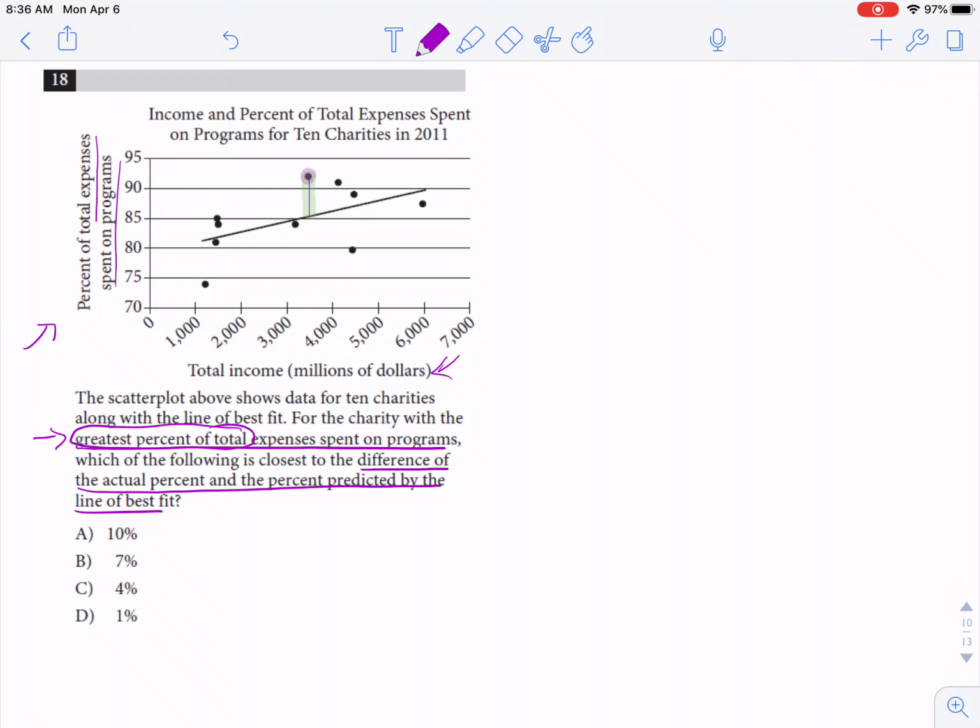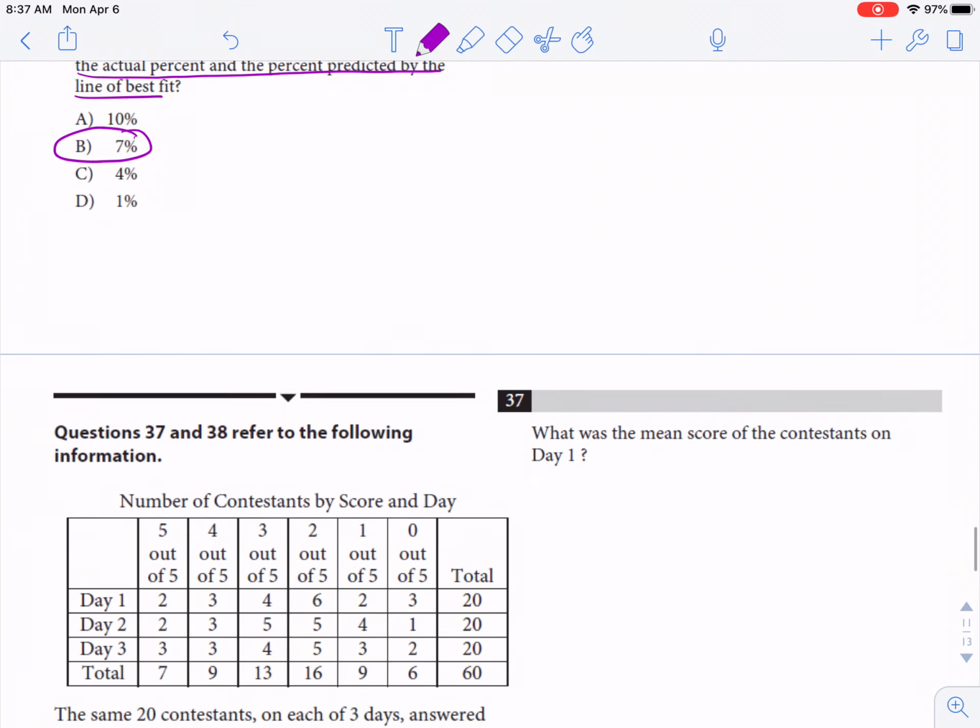How far apart are those? So that's like 92.5 to like 85. So maybe about 7. 10 is too much. 4 is too little. 1 is definitely too little. So 7 would be the correct answer there. All right. Last 2 problems.